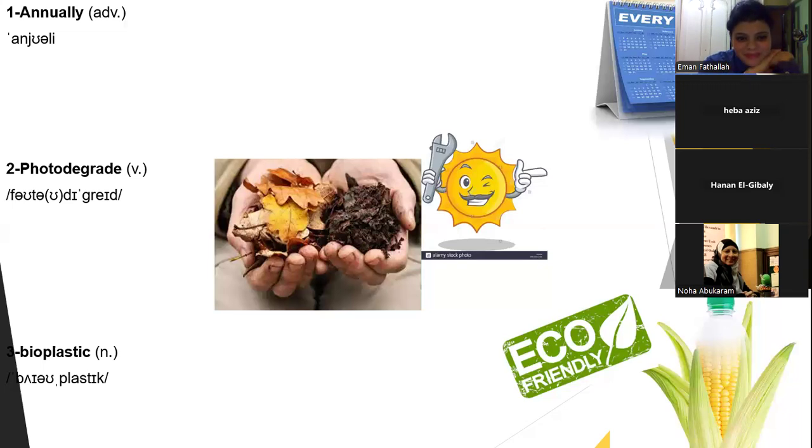Okay, what about photodegrade? What does it mean? We have two pictures here next to this word. Okay, what does it mean? Does it mean that the thing goes away? Yeah. Okay, so it's decompose. Yeah. So here we can see the leaves are decomposed by what? By the moon? Is it by the moon? By the wind? By what? By the sun. Excellent. Okay.